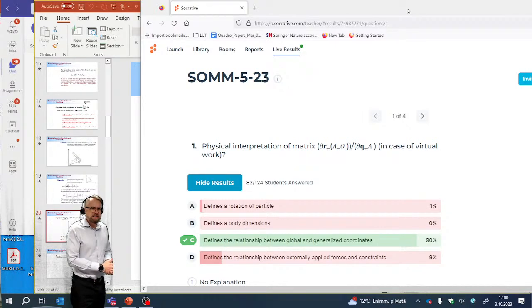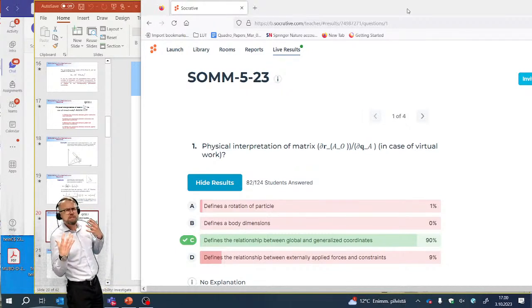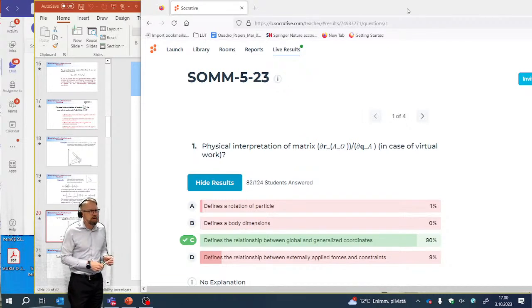Minor drawback is that there is still a minor chance that the rotation of the particle is still existing. Incorrect. It's always incorrect. And then, "creates the body dimension" is incorrect. It defines the relation between the external applied forces and constraints. We did not discuss the constraint here. It's not related to this subject matter.